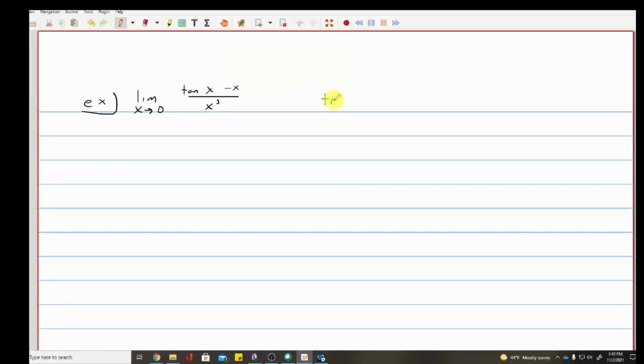I'm going to start by trying direct substitution, like normal. So I have tangent of 0 minus 0 over 0 cubed. Tangent of 0 is 0. So we have 0 over 0, so we can use L'Hopital's rule. This is equal to the limit as x goes to 0 of this new fraction. In the numerator, the derivative of tangent of x is secant squared x. The derivative of minus x is minus 1. In the denominator, the derivative of x cubed is 3x squared. I don't see any simplifying that I can do.